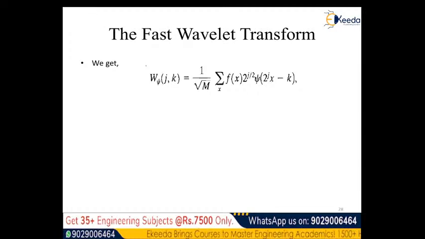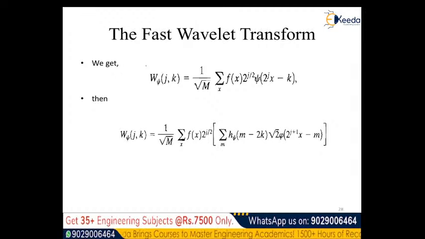So we can express w suffix psi of j comma k as 1 upon root m, the summation over x of f of x into 2 to the power j by 2, multiplied by the square bracket that again has a summation over the index variable m of the vector h suffix psi of m minus 2k multiplied by root 2 times the scaling function psi of 2 to the power j plus 1 times x minus m.